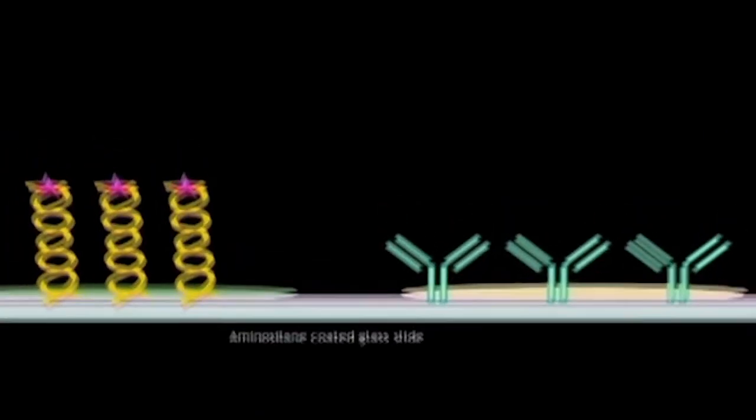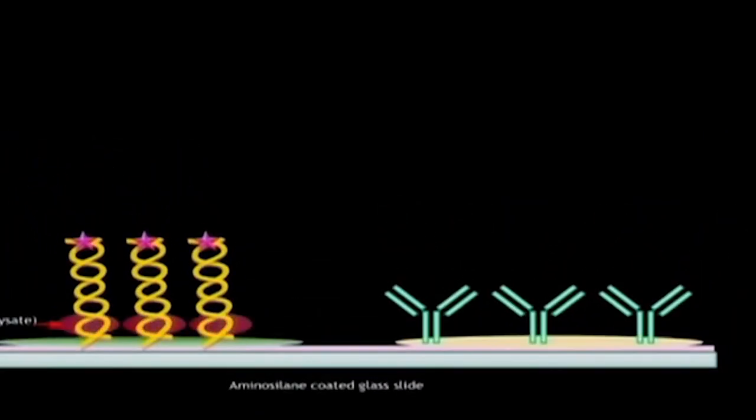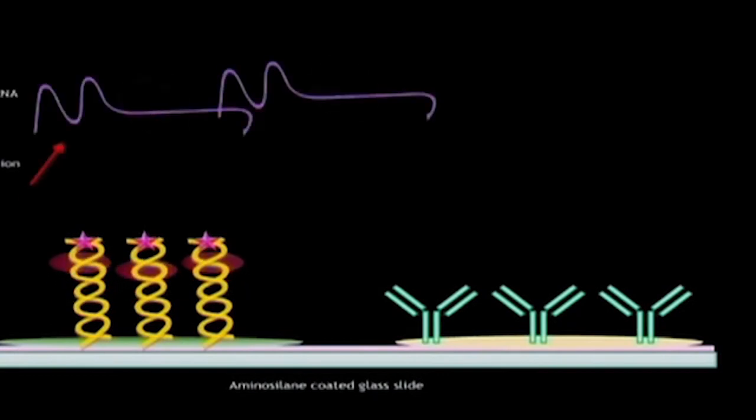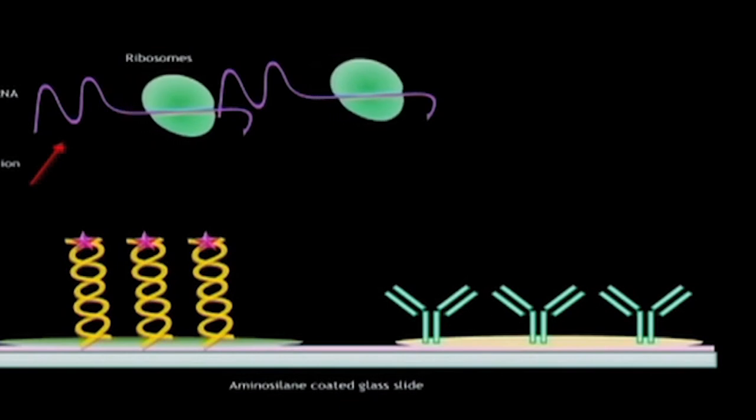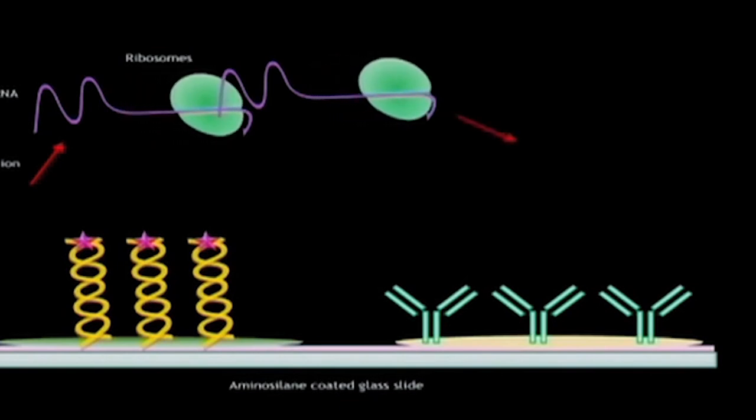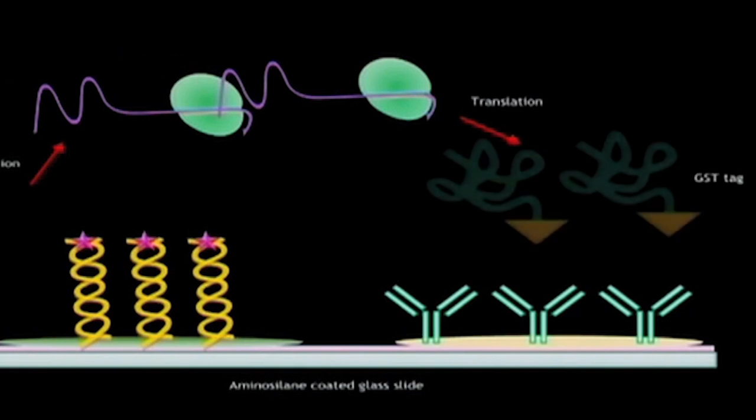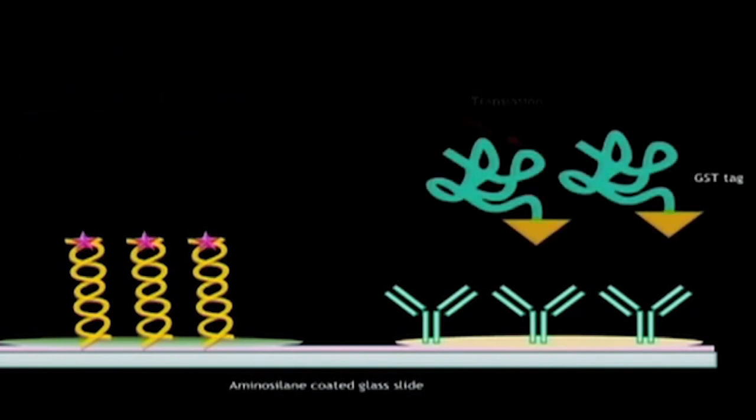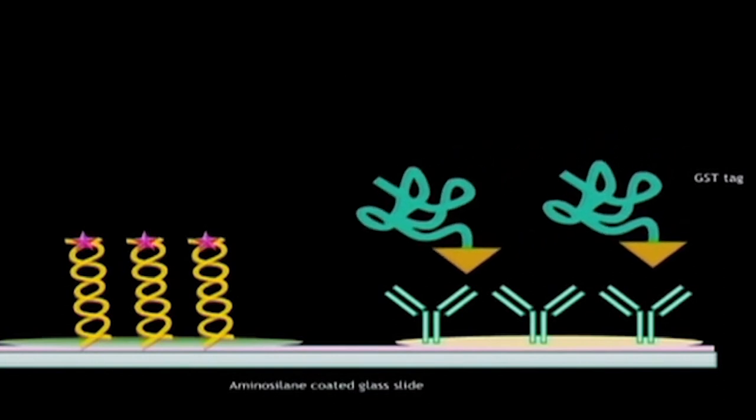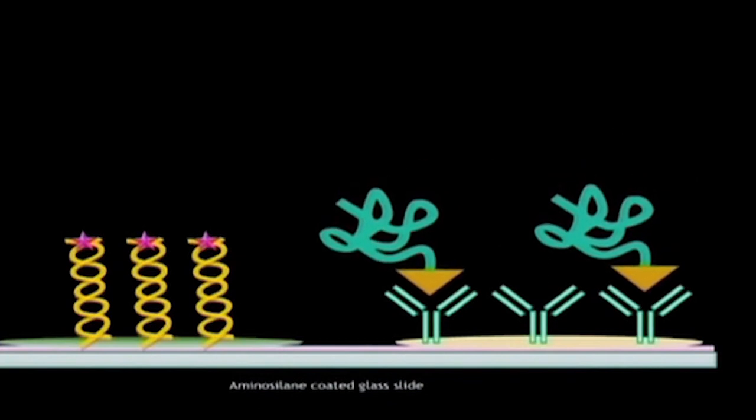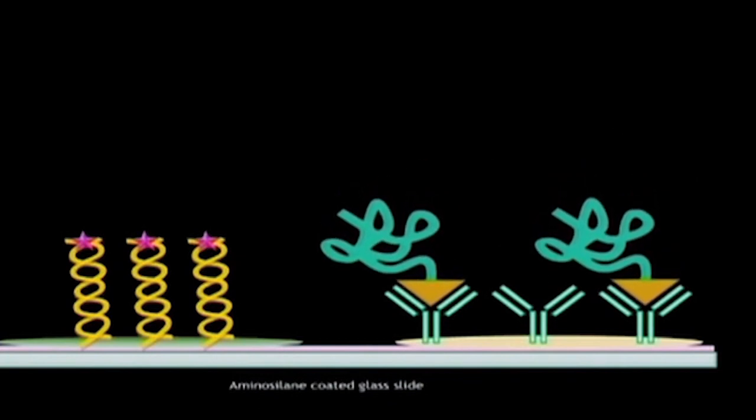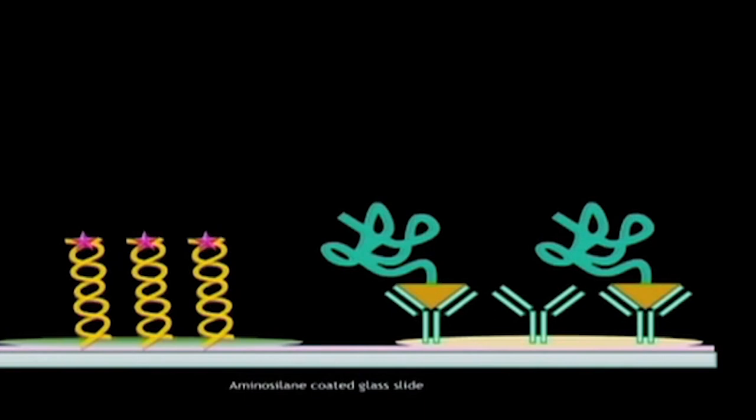The cDNA is expressed by using cell-free lysate to give the corresponding protein with its GST tag fused. After transcription and translation, the protein is synthesized, and tag enables the capture of protein onto the slide by using anti-GST antibody.